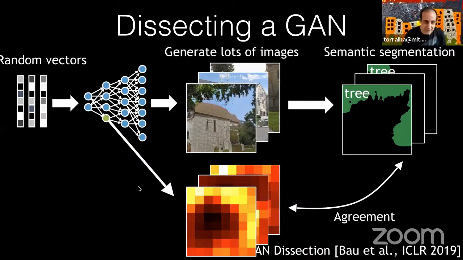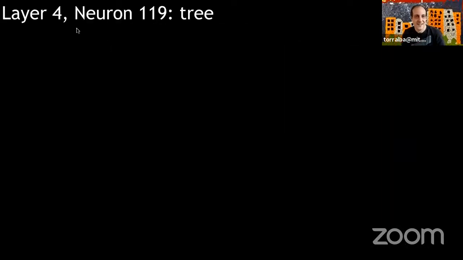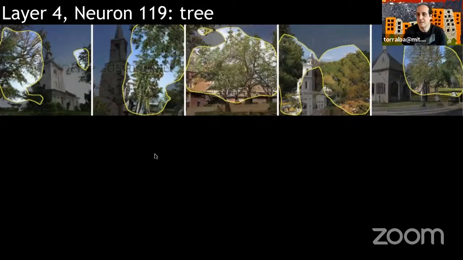So after running that process, what we found is that in layer 4, and I'm going to focus on layer 4, but we'll discuss later what happens in other layers, unit 119 seems to be detecting trees. And this is the top 5 images that were generated when that unit was the most strongly activated. And highlighted here is the region selected by the heat map of that unit. So you can see that it overlaps pretty nicely with trees.